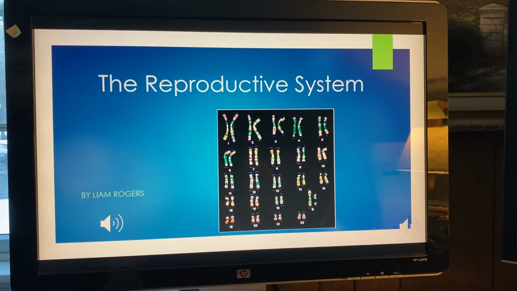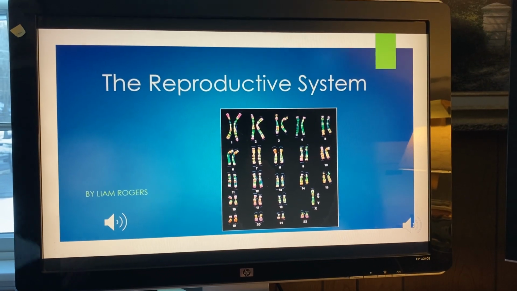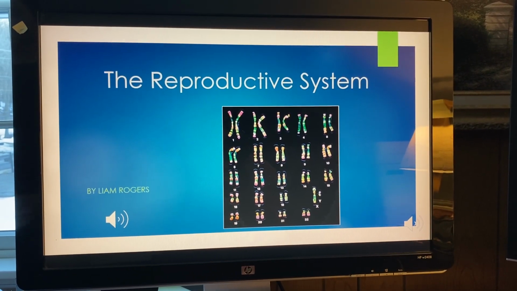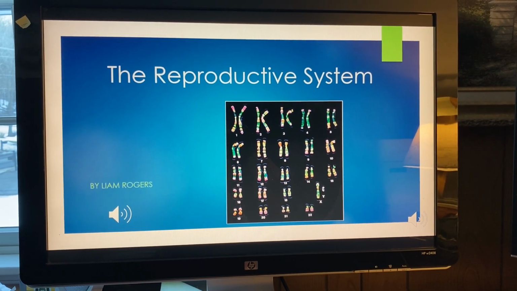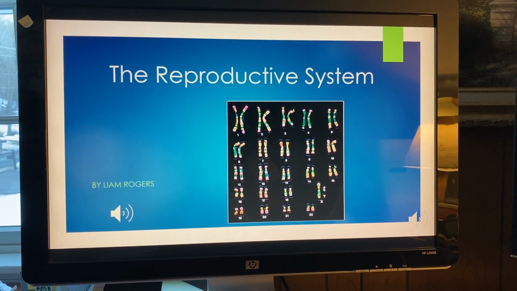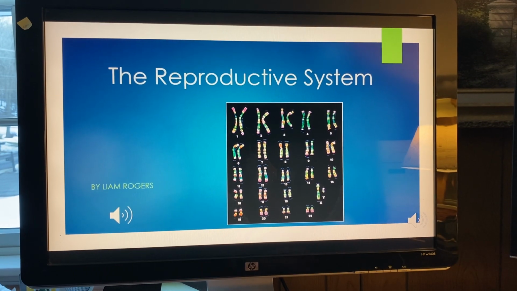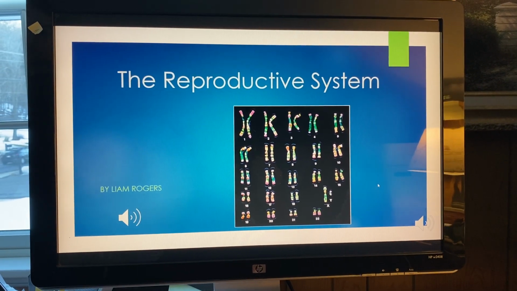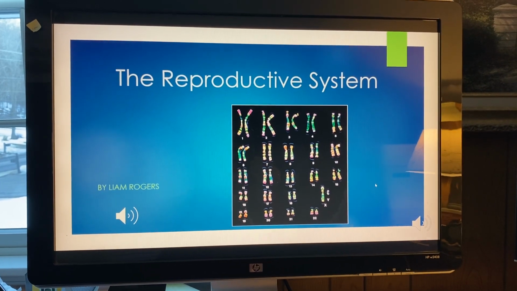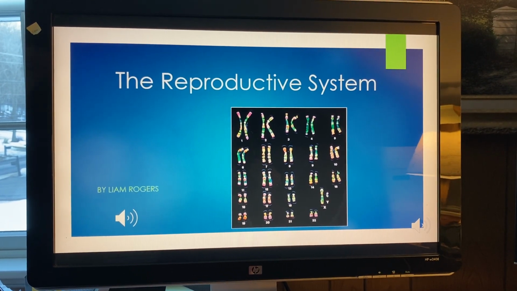Today I will be going over the basics of the reproductive system. Here we have an image of the 23 pairs of chromosomes in a sample human genome. And on the bottom right, you can see the sex chromosomes there, X and Y.